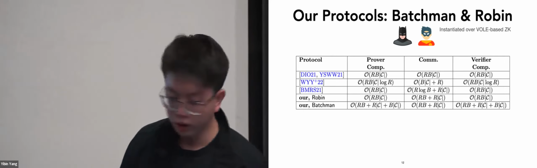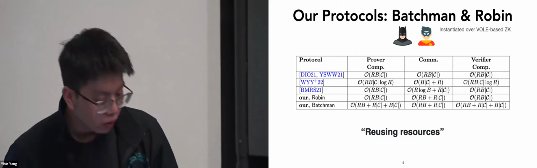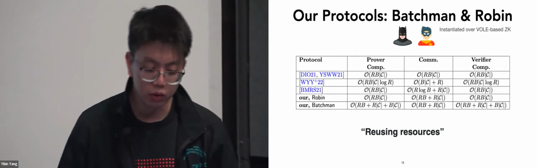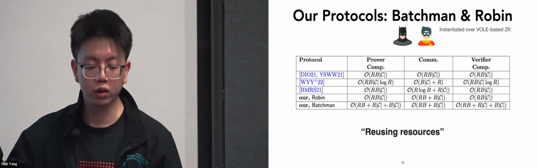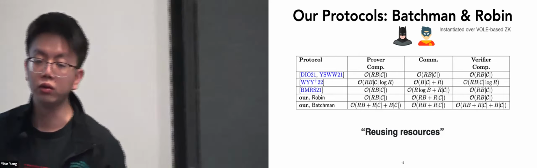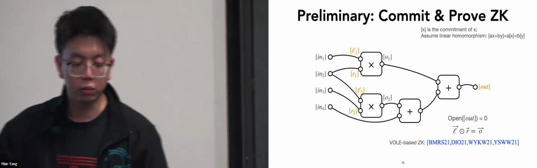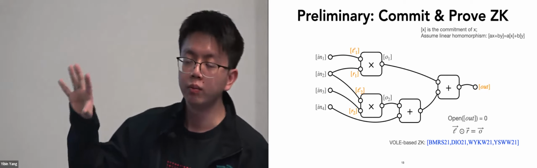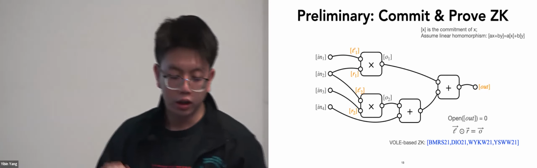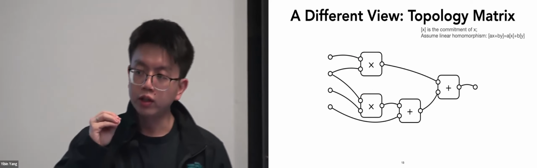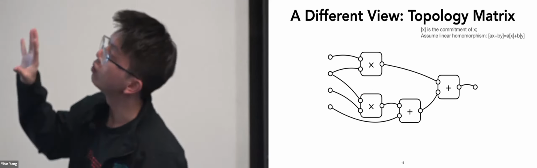Mm. Okay. So why are we able to do this improvement? Before I move forward, just think about this: what you're going to see is how the parties can reuse resources. Just keep in mind that you're going to see reusing resources in a second. Let me remind you, I already presented how you can do this commit-and-prove paradigm, where the prover just commits the input and the output of each multiplication gate. Now our work is actually centered on a different way to view whatever you already saw in this commit-and-prove paradigm. So let me show you now.